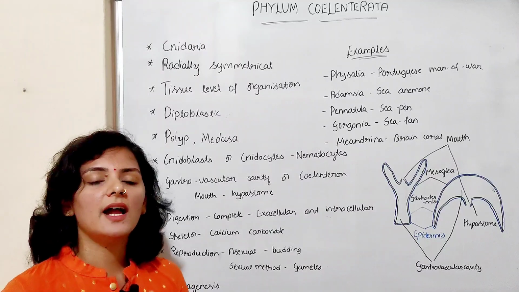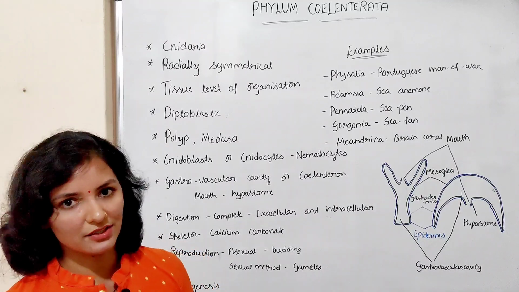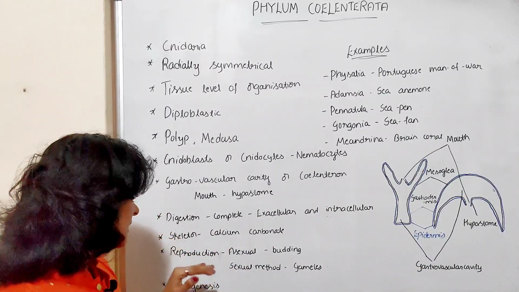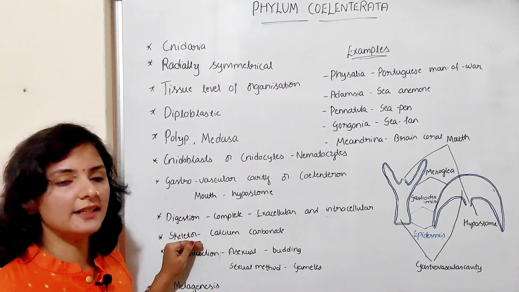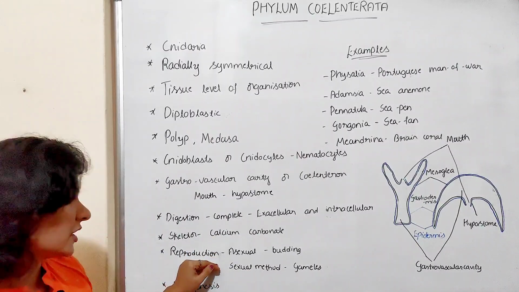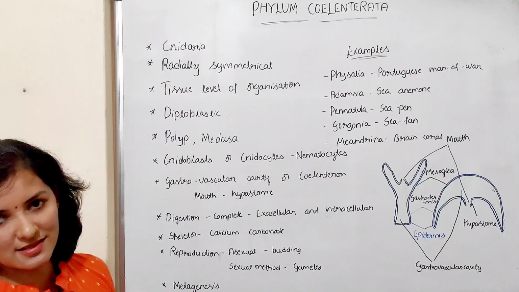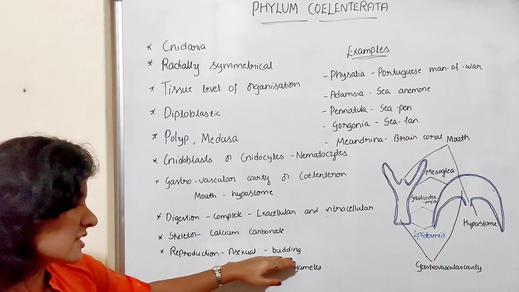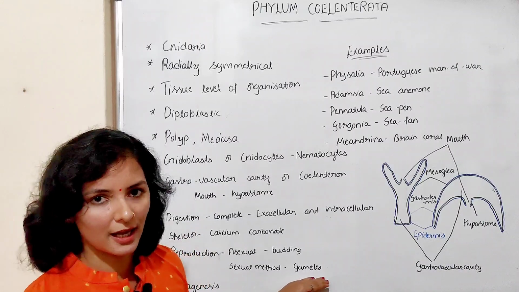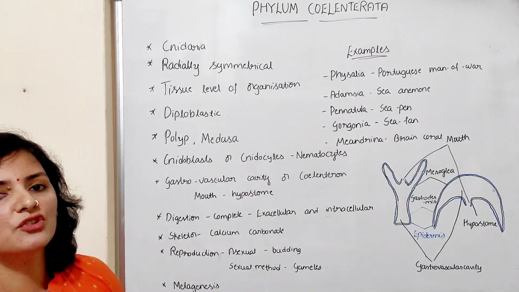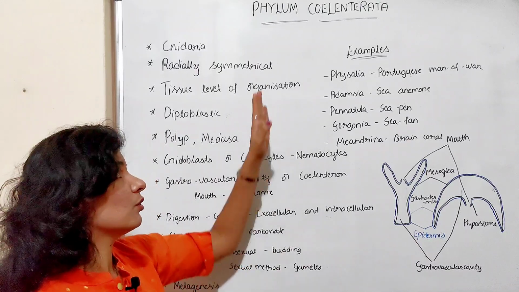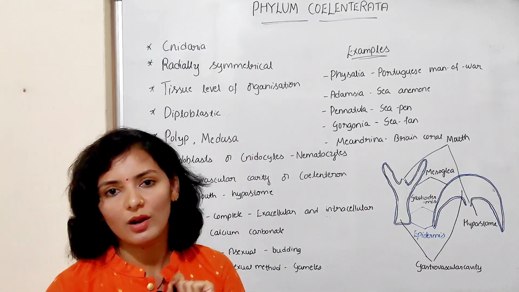Circulatory, respiratory and excretory systems are not there in coelenterates. They have a nervous system consisting of very simple nerve cells. Some species like corals have a skeleton made up of calcium carbonate. If you talk about reproduction in coelenterates, they reproduce by both asexual and sexual methods. Asexual reproduction is by budding, and sexual reproduction is by formation of gametes and fusion of the gametes. Development in coelenterates is indirect, including a larva called planula larva. So the larva in coelenterates is planula larva.